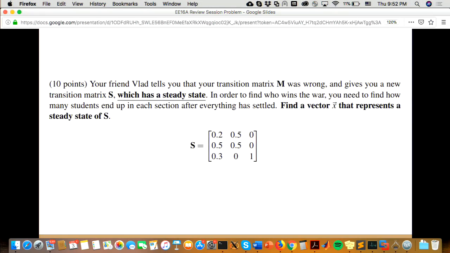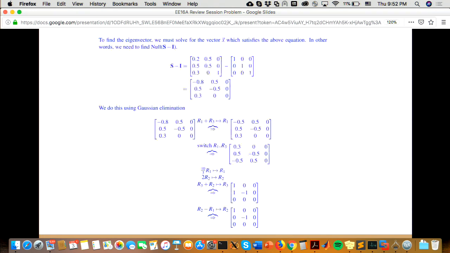So now Vlad is finally giving us the correct matrix. So this is our new matrix. We're calling it S. And now we are given that S has a steady state. Our goal now is to find a vector X that represents what that steady state is. So the approach we take is that we need to find the vector X that satisfies the equation that is not here.